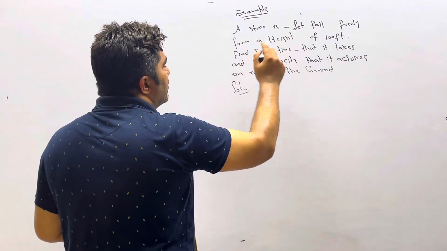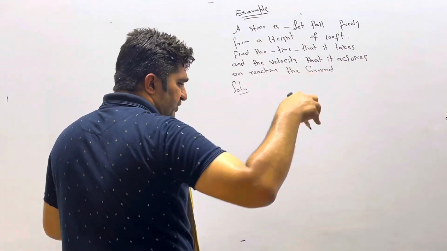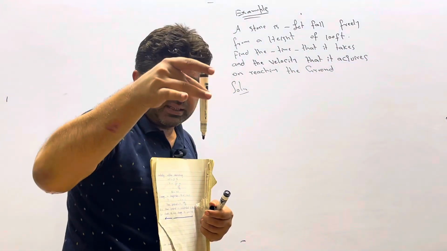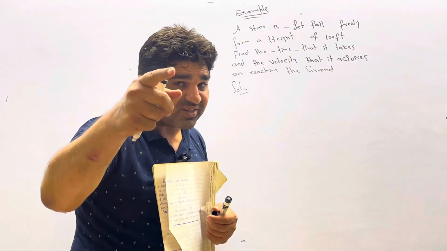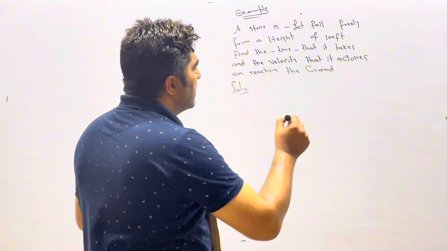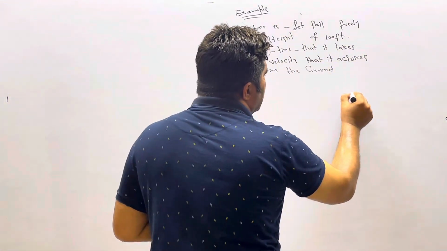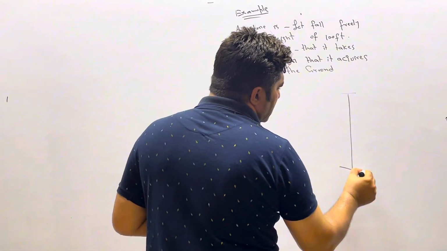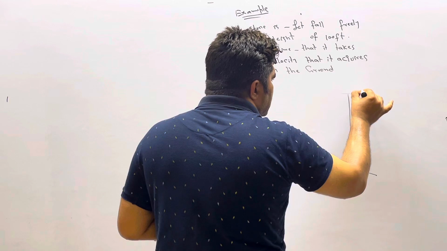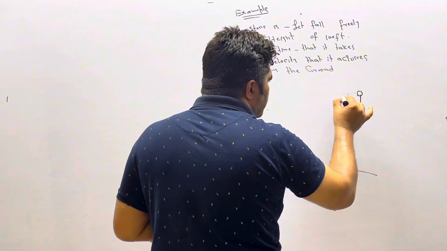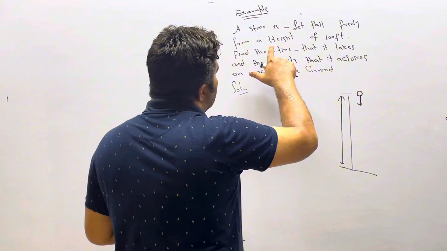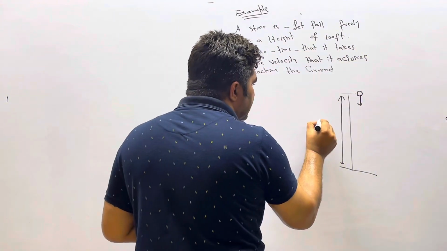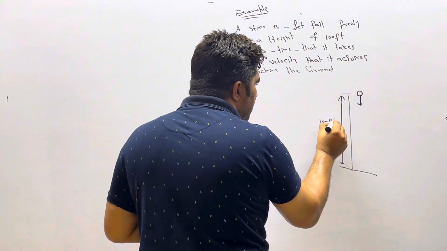A stone is let fall from a height of 100 feet. It means let fall means the particle is falling like this. Let fall means initial velocity will be 0. Okay, a particle is let fall here like this. This is the particle. It is moving downward. And how much? From a height of 100 feet. It means this height is 100 feet.